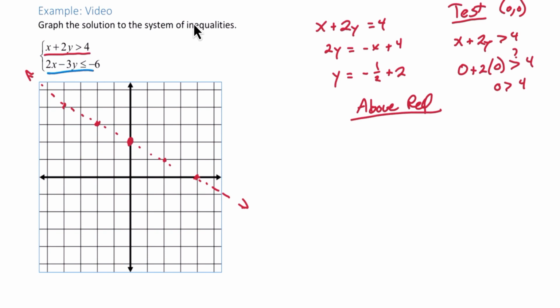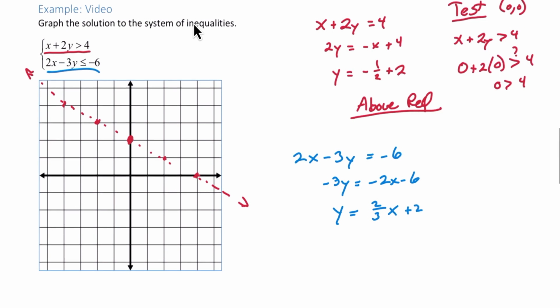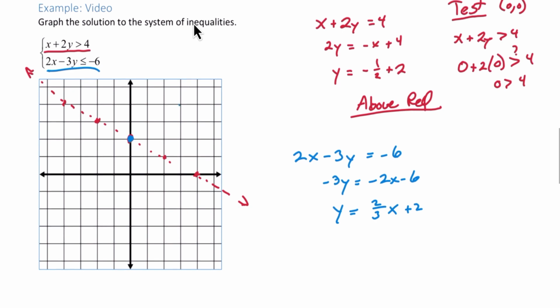Next, we'll graph the bottom inequality. Start by making that an equation. Subtract 2x on both sides. Divide by negative 3. And y is equal to 2/3 x plus 2. So in this case, we get the same y-intercept. The slope is 2/3, so up 2, right 3. Or we could have gone down 2, left 3.